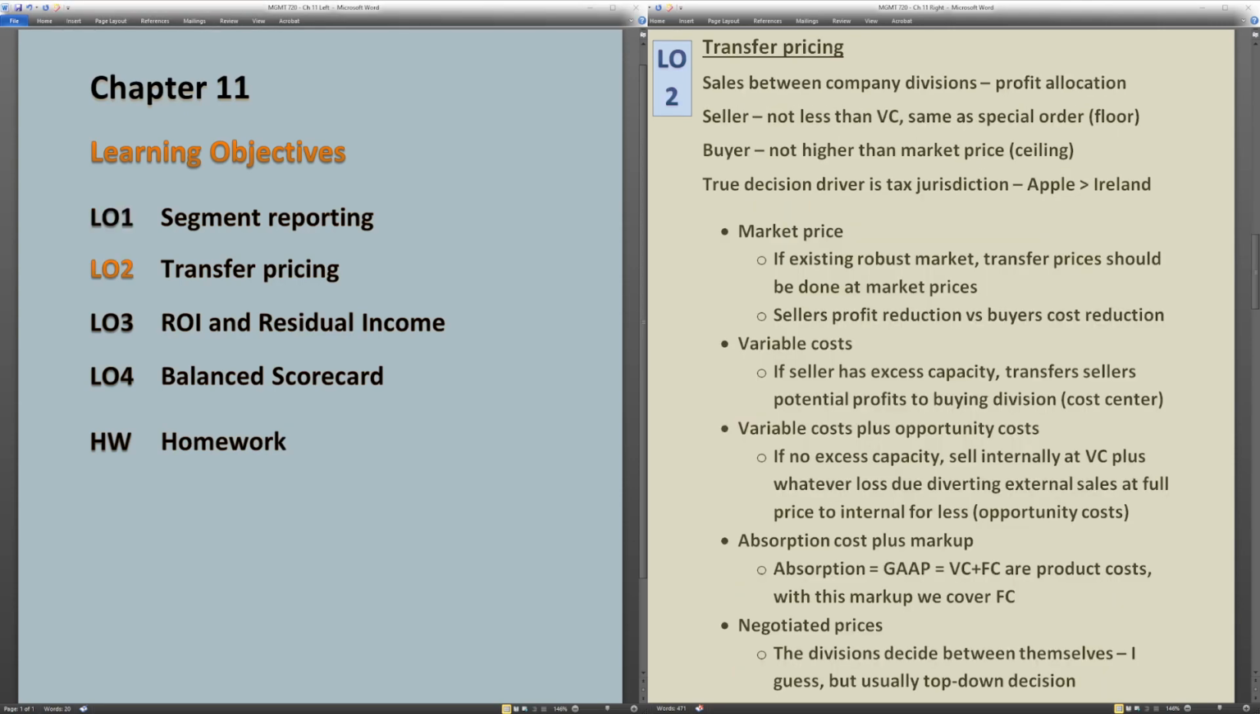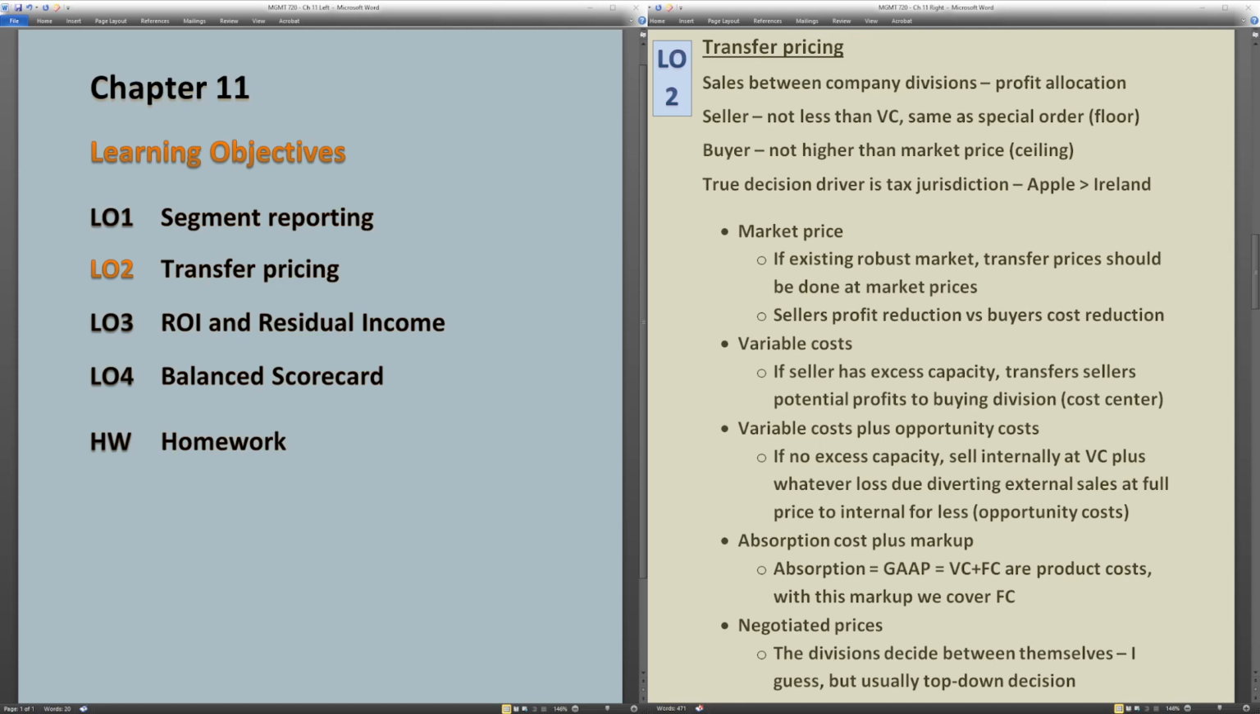The second learning objective: if we've got different divisions in the company, sometimes those divisions interact. If the segments are products, the products probably don't interact. In other words, the golf equipment for Nike probably doesn't interact with the soccer equipment for Nike, or the shoes or the clothing.